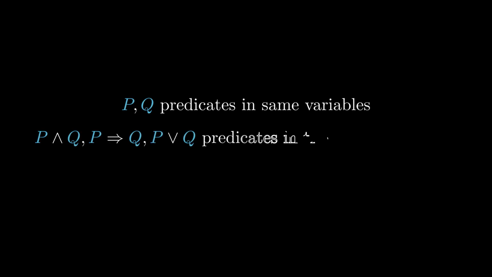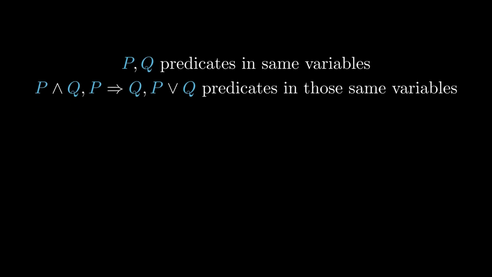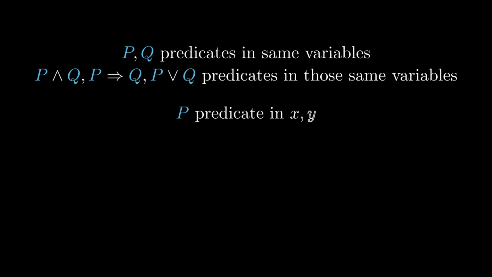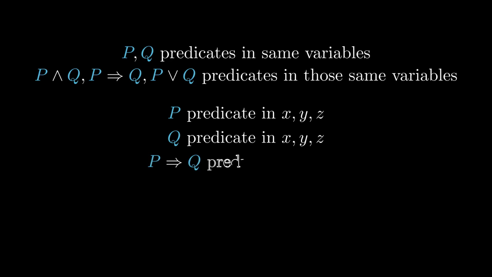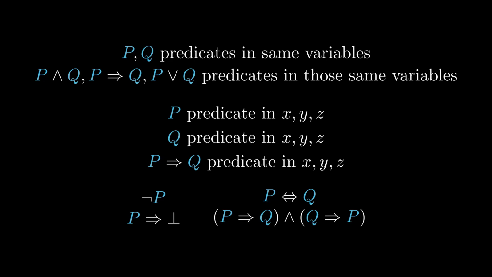All the ways of forming propositions that we've seen so far carry over to predicates. If P and Q are predicates in the same variables, then we can form predicates P and Q, P implies Q, and P or Q in those same variables. If P and Q are predicates in different variables, we can always consider them as predicates in more variables, such that their variables do match. For example, if P is a predicate in x and y, and Q is a predicate in x and z, we can consider them as predicates in the variables x, y, and z. So, say, P implies Q is also a predicate in x, y, and z. We can also define not P and P if and only if Q in a similar way as for propositions.